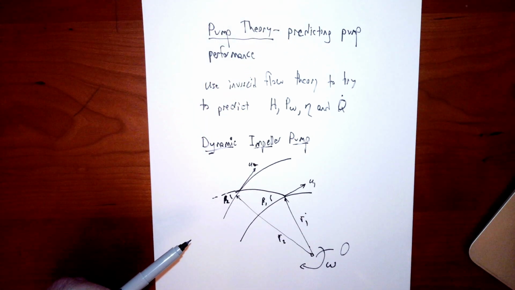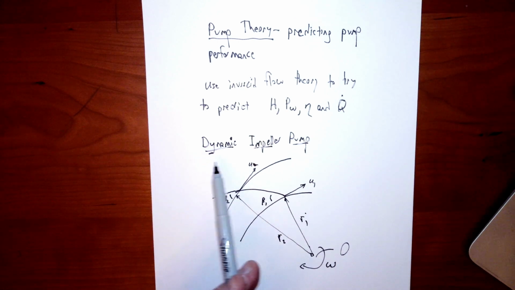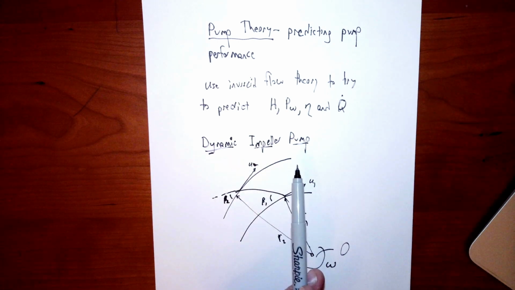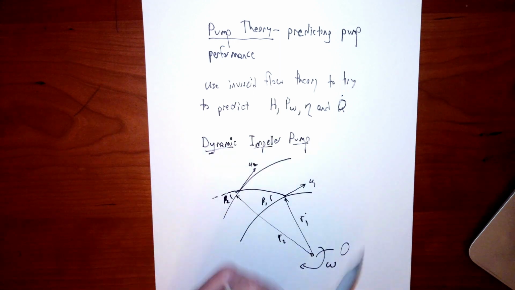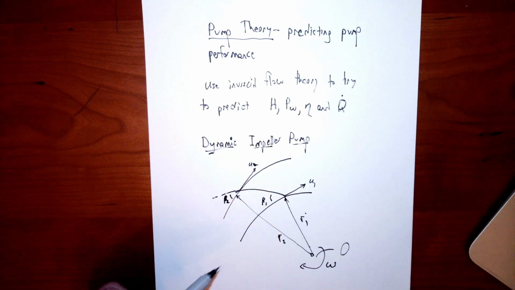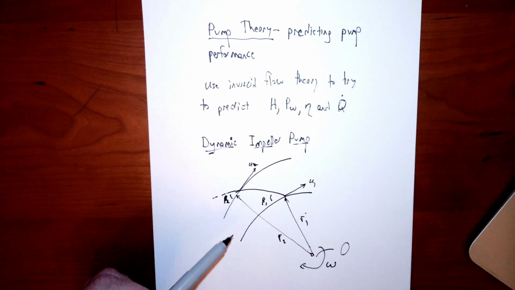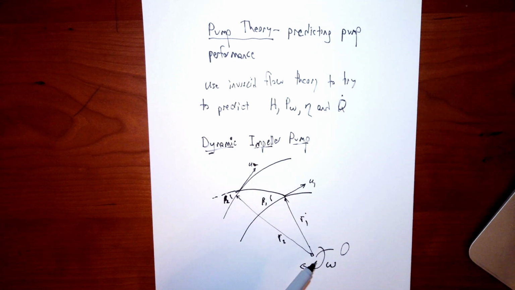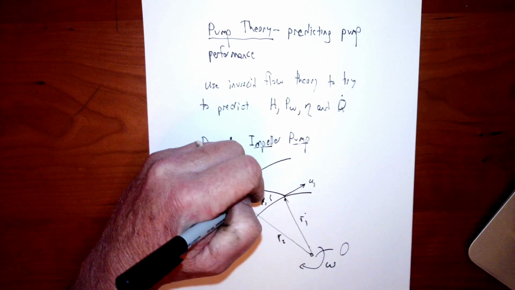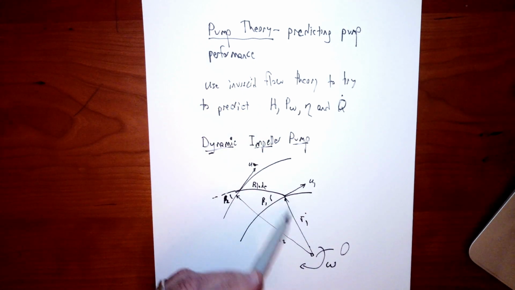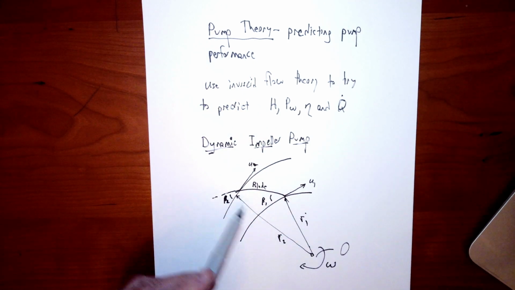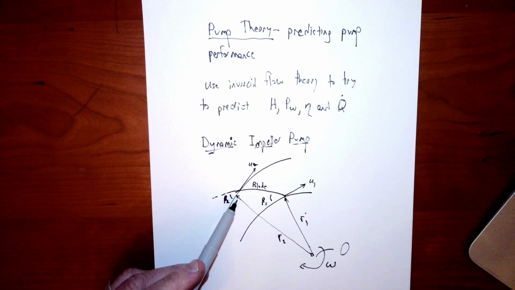So the critical design parameters: we're going to take a look at a dynamic impeller pump. So this is going to be a pump that uses a rotating set of blades to push fluid around and to drive the fluid. Imagine that there's a rotating axis here, rotating with an angular velocity omega, and there's a blade here. This piece here is the blade, and it has an inner tip at a radius r1 away from the axle, and an outer tip at a radius r2 away from the axle.